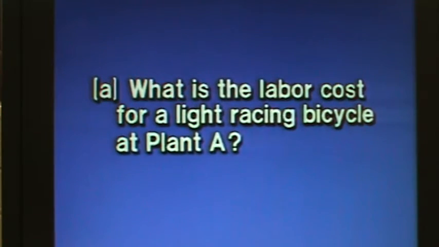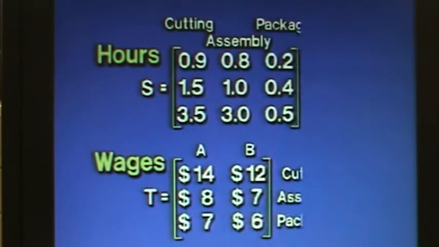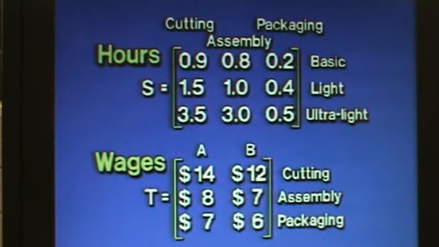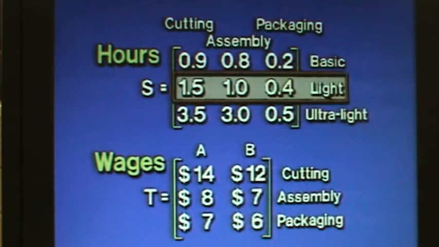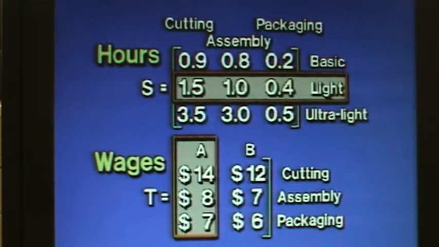What is the labor cost for a light racing bicycle at plant A? So we have a light bicycle at plant A. Here's what we do. We look at the hours and the wages. Now, for the hours, we identify the light bicycle, you see. And for the wages, we're talking about plant A. Now, if we want to determine the cost, we simply multiply the hours times the cost per hour.